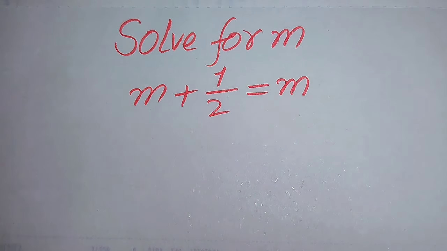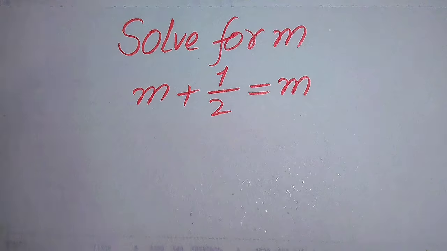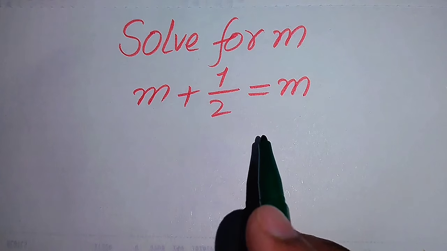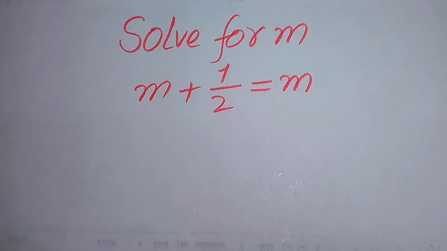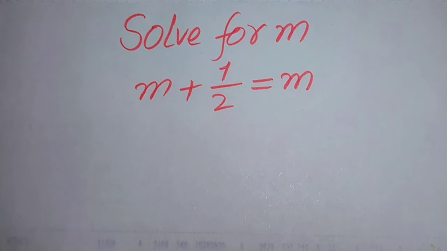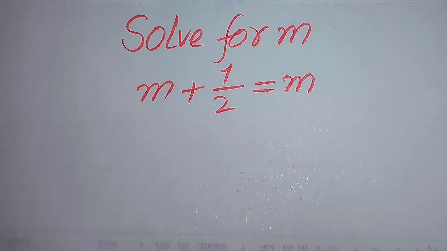Hello everyone, how to solve this problem for the values of m. If we have the square root of m plus 1 over 2 is equal to m, and we solve this problem for all the values of m. So first we need to find all the roots of this equation, and at the last we will verify which of the roots are solutions and which of the roots are extraneous roots.